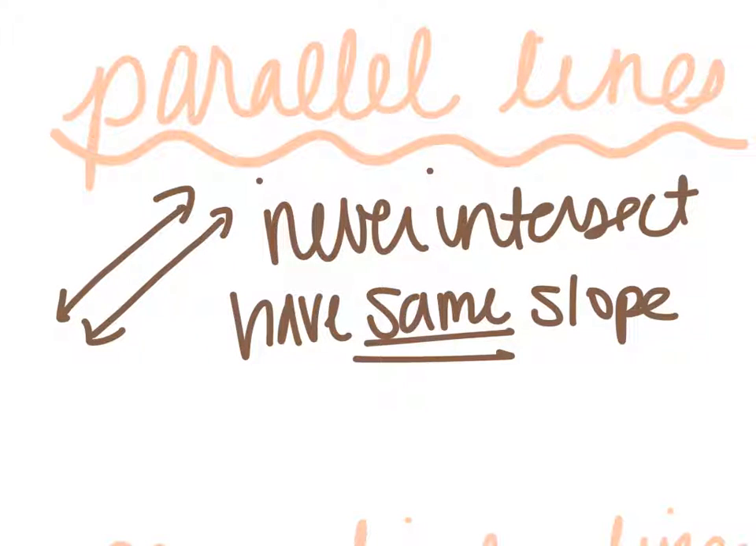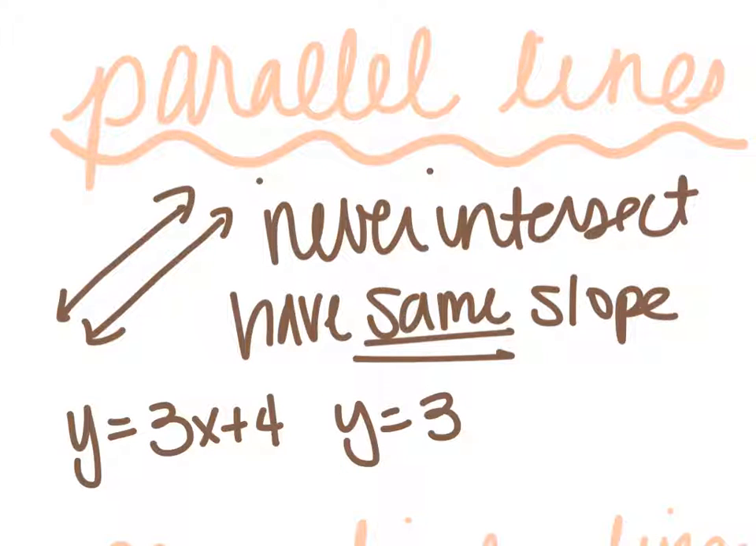The lines have the same slope. So for example, a line such as y equals 3x plus 4 and y equals 3x plus 2. These two lines are going to be parallel because the slope, the number in front of x, in both of them is a 3. So that's what makes them parallel.